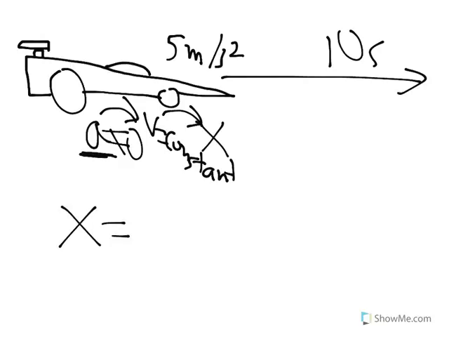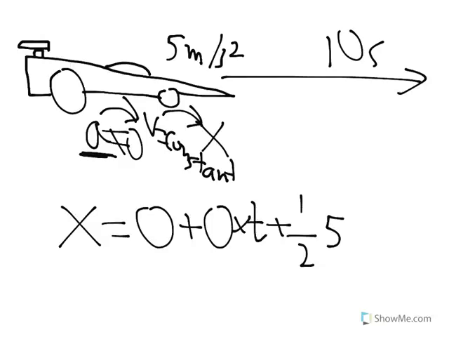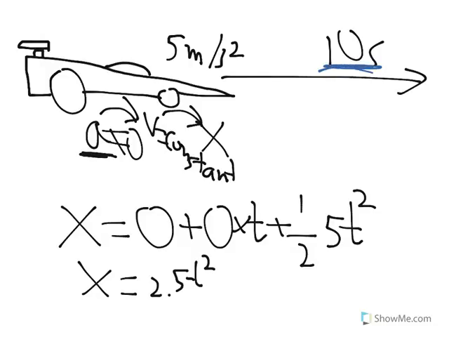x equals x0, and we'll say the original position is 0, plus velocity original, which is 0, times t, plus 1/2, the acceleration is 5, t squared. So x equals 2.5t squared. t equals 10, which we determined up here. So our final position is x equals 250 meters. And that makes a lot of sense. It managed to go 250 meters in those 10 seconds because it's coming up to speed very, very quickly.